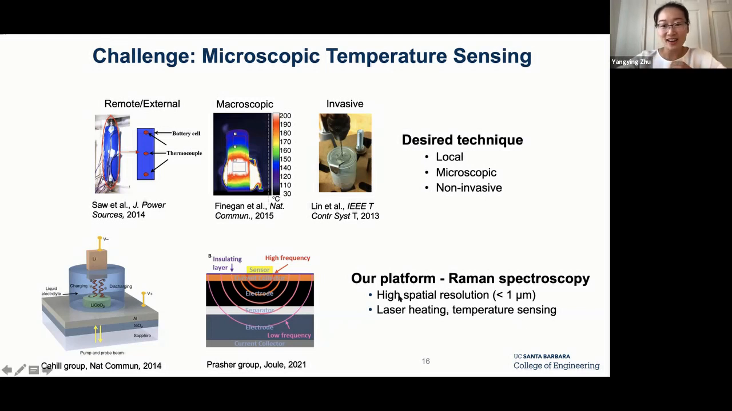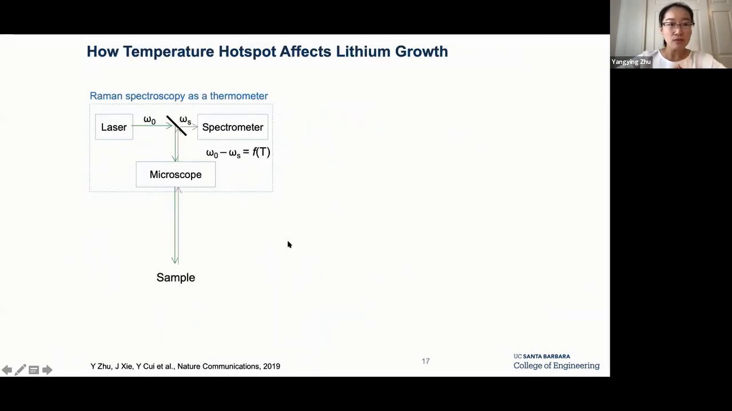The advantage is that you can have a very high spatial resolution, easily down to 1 micron. With surface enhanced Raman spectroscopy, you can even have a higher spatial resolution. And then you can also use the laser as a heat source, and use the Raman spectrum to know the temperature. So how does it work? You have a Raman laser shining on a sample, and the photons can absorb or emit a phonon, and so the backscattered photon will have a shift in its frequency, and that shift is temperature dependent. So you can use this to measure temperature.